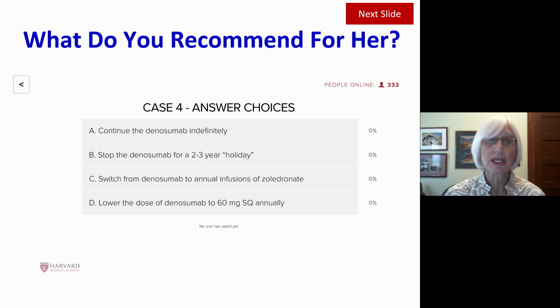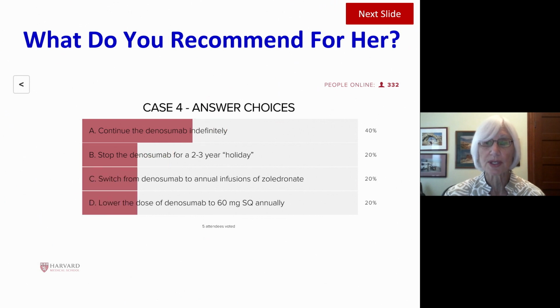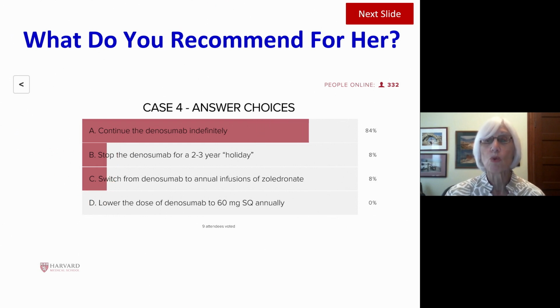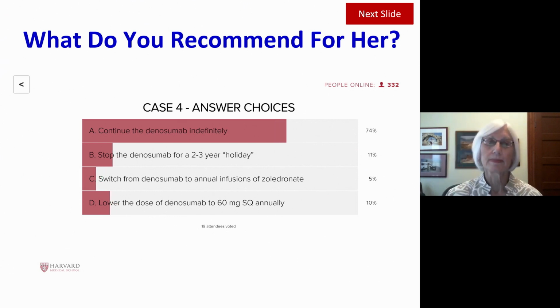A, continue the denosumab indefinitely. B, stop the denosumab for a 2 to 3 year holiday. C, switch from denosumab to annual infusions of zoledronic acid or zoledronate. Or D, lower the dose of denosumab to 60 milligrams sub-Q once a year. See if I can stump you.